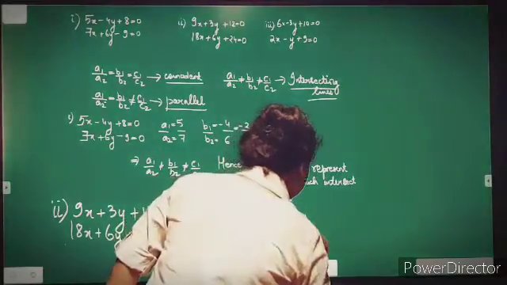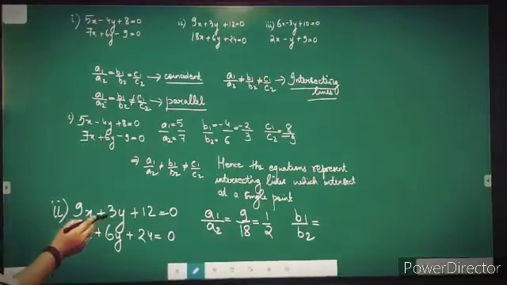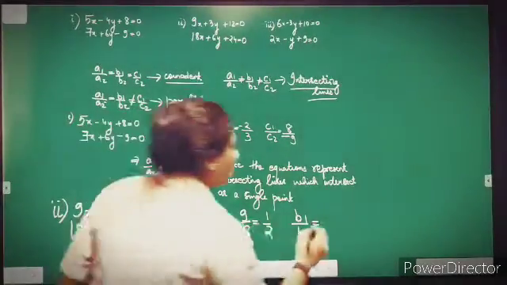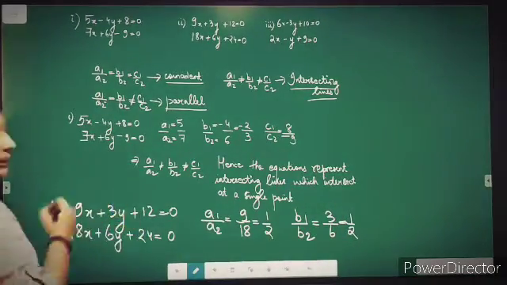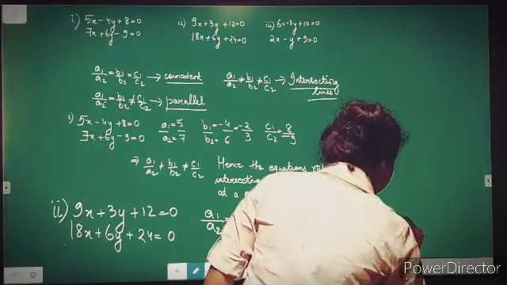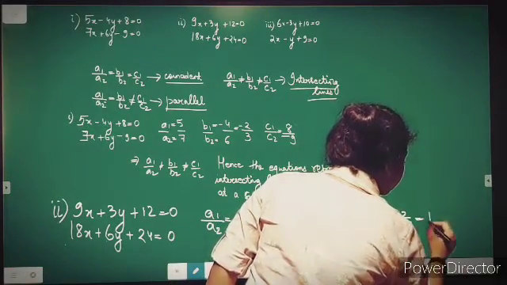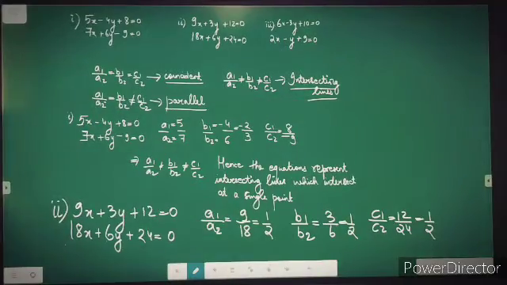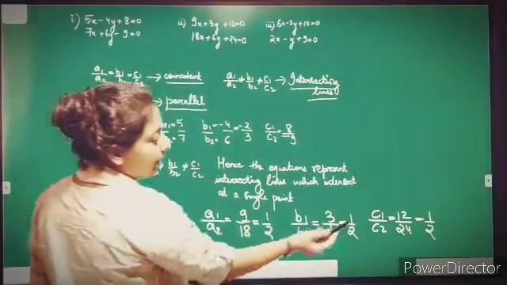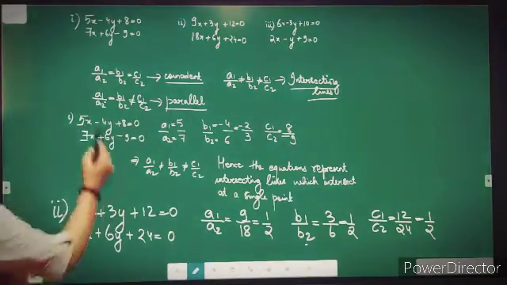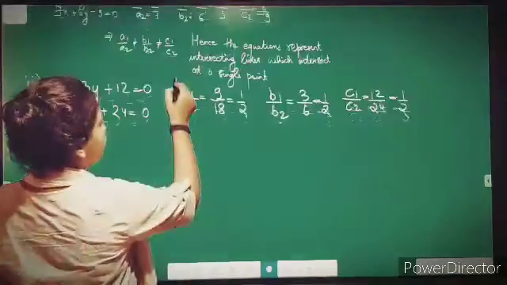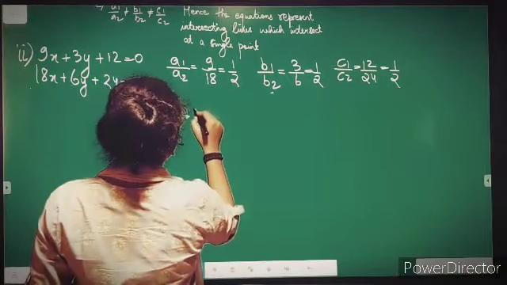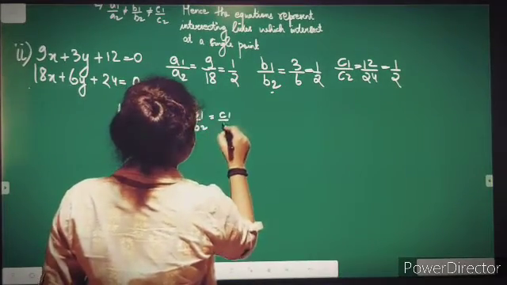b1 by b2. b1 here is 3 and here b2 is 6. So 3 by 6, which is again equal to 1 by 2. c1 by c2, 12 by 24. This is again equal to 1 by 2. So in this case we have a1 by a2 equal to b1 by b2 equal to c1 by c2. This case represents what? It represents coincident lines. So we can write here a1 by a2 equals b1 by b2 equals c1 by c2.